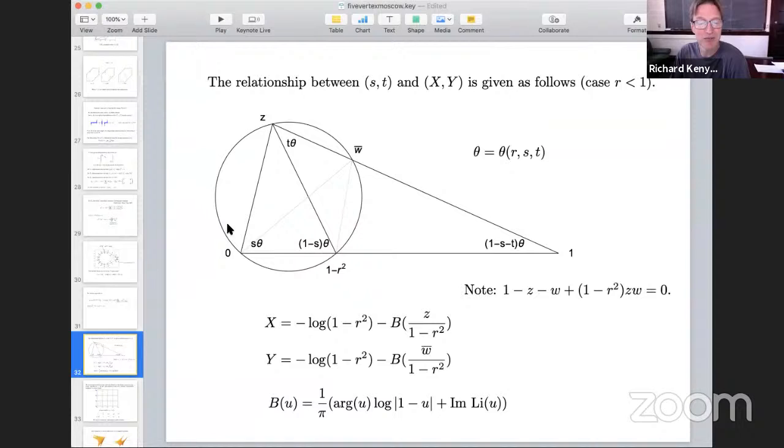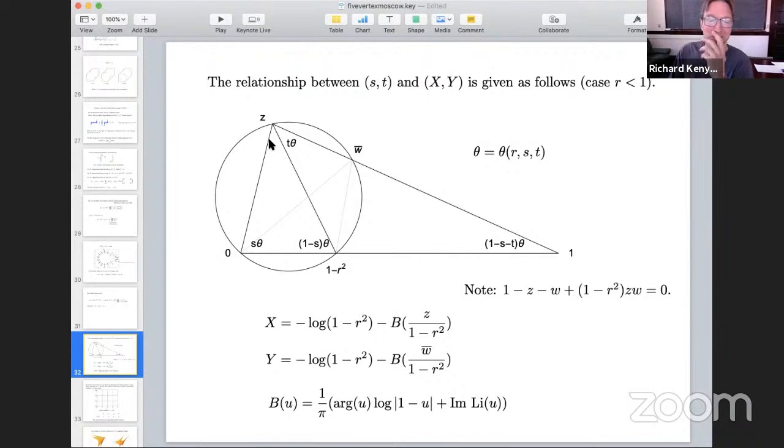And now I make this little triangle here: z, 0, and 1 minus r squared. I draw a circle there, and that circle intersects the line between z and 1 at this point, w bar, the conjugate of w. Then you look at this angle, that angle, that angle, and that angle, and the ratio between this angle and that angle is s over 1 minus s. That is theta. Well, pi minus theta is this angle.